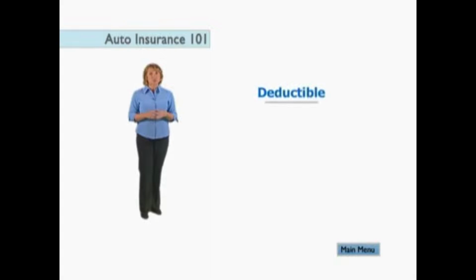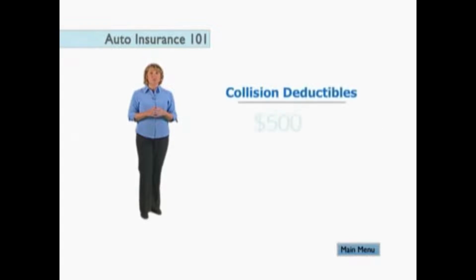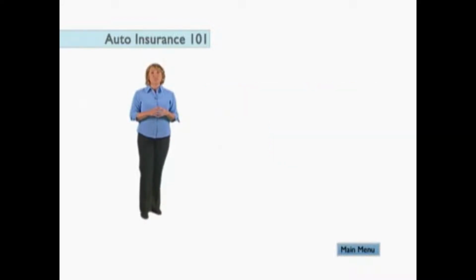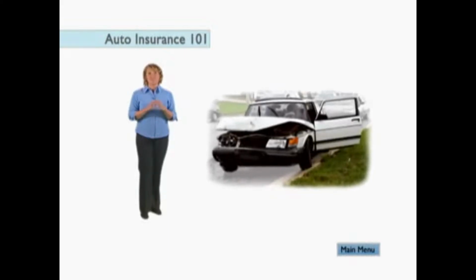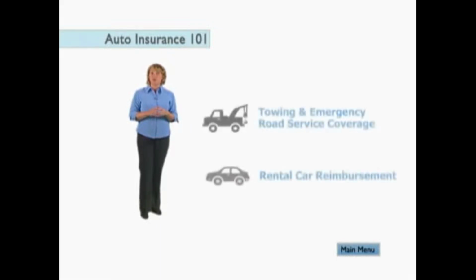These coverages have a deductible, the amount you must pay before the insurance company pays for damages. Common collision deductibles are $500 or $1,000, and common comprehensive deductibles are $100 or $250. If your automobile is financed, then you're required by the bank or financer to carry comprehensive and collision coverages until that loan is paid off. It's important to note, an insurance company will never pay more to fix your vehicle than the vehicle is worth. Two other coverages available through many insurance companies are towing and emergency road service and rental car reimbursement. While these coverages are optional, I always recommend them as part of my full coverage package.